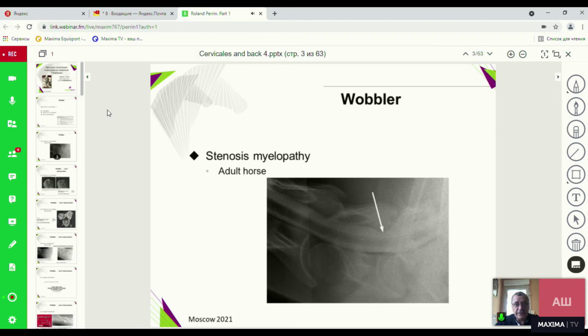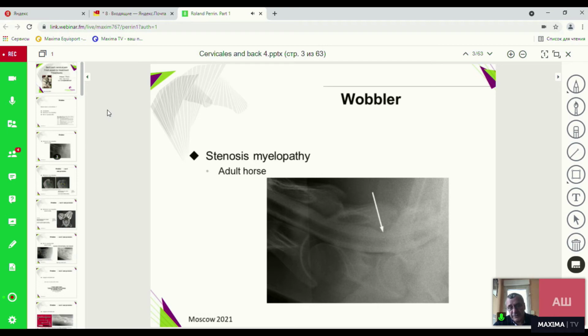So first we have the stenosis myelopathy. Первое, на что мы с вами обратим внимание, это стенозирующая миелопатия, то есть миелопатия, связанная с стенозом спинномозгового канала. So what means stenosis myelopathy? It means that you have a compression somewhere of the spinal cord. Что это означает? Это означает, что происходит на каком-то этапе, в какой-то зоне происходит компрессия спинного мозга, то есть сужение спинномозгового канала.